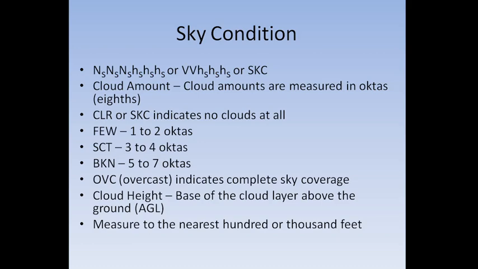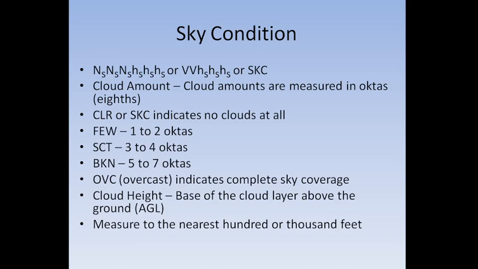Clear, CLR, SKC indicates no clouds at all. Few is 1 to 2/8 of the sky covered, and that's all together. So you'll have clouds throughout the horizon, but if you take all those clouds and push them to one side, it means only 1 or 2/8 of the sky is covered. If you hit 3/8 of the sky covered, then you go scattered, 3 to 4, and then anything 5 to 7 is broken.